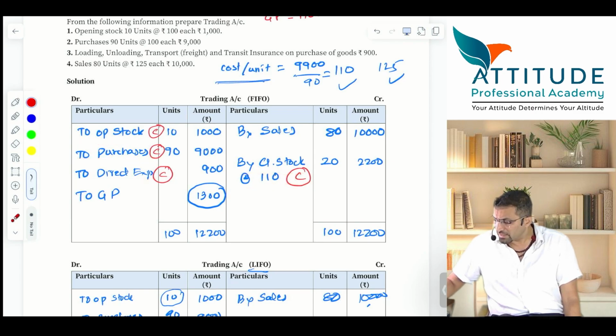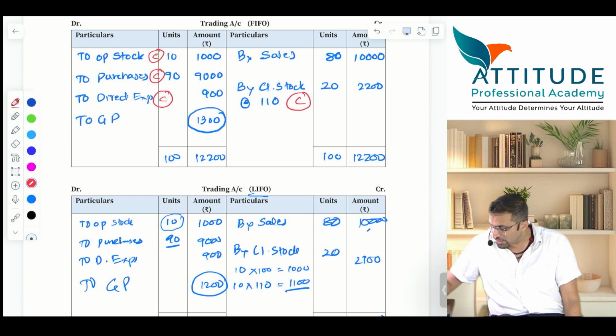Now concentrate here. What is this? 10 plus 90. How much? 100 is what? Goods available for sale. GAS. This is GAS. From GAS, take out 20. 80. 80 is what? Goods sold. So 80 is nothing but goods sold. Now tell me, this is at cost price, this is at cost price, this is at cost, this is also at cost. So 80 is goods sold.